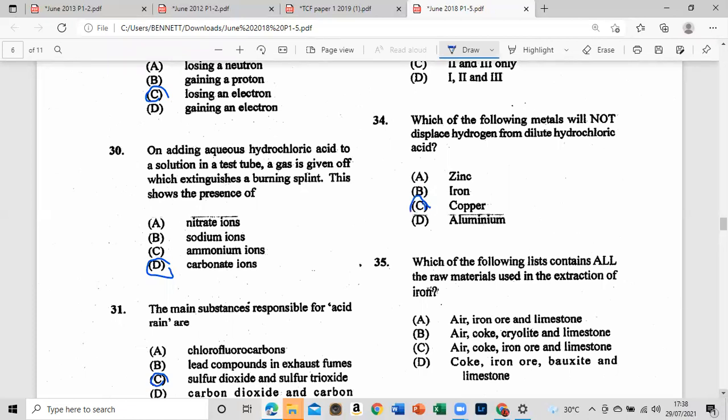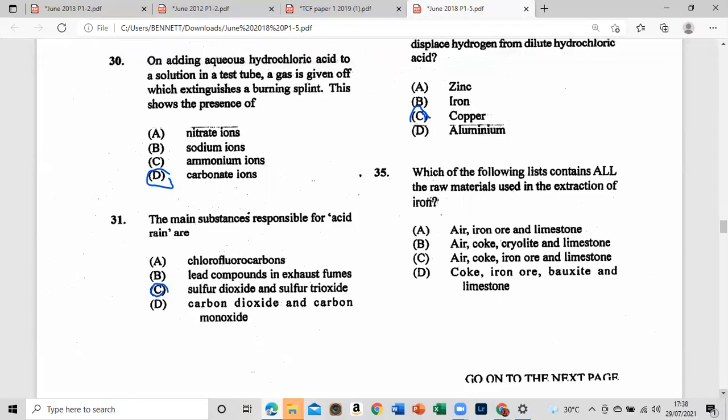35, which of the following lists contains all the raw materials used in the extraction of iron? I'm not going to go through the entire list, guys. For 35, I'm just going to give you the answer, and that is C, air, coke, iron ore and limestone. Make sure you mix them.